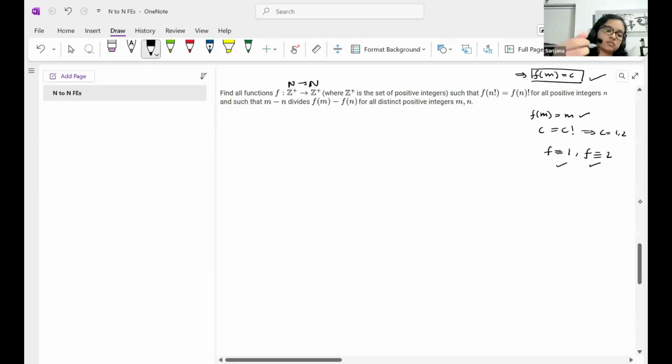Try to put in some small values, see if you can figure out what f has to be for a few values. And also something else you can do is you have two different conditions. You can try combining them.